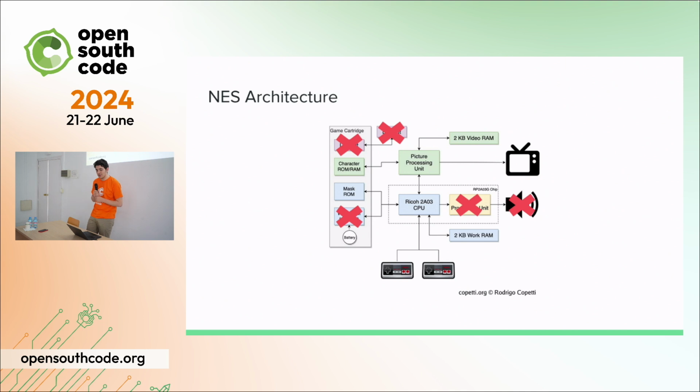Obviously, I have no interest in emulating lockout chips, so we won't do that. And we'll limit ourselves to the 2 kilobytes of RAM that the NES came with by itself. We won't be emulating extra RAM that the cartridge could have or anything like that. We'll just keep it simple and emulate essentially just the 6502 processor and also the PPU.